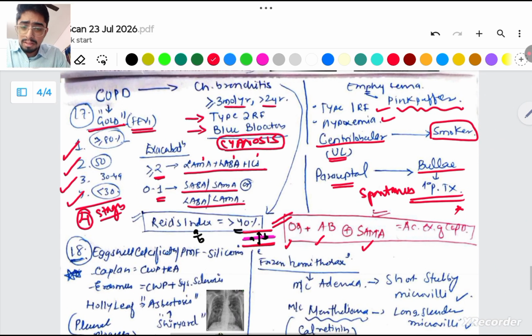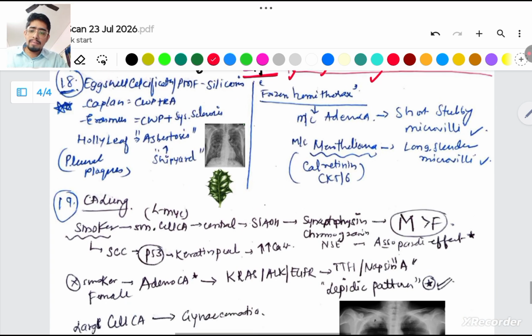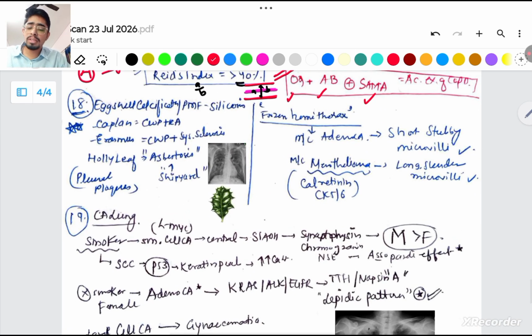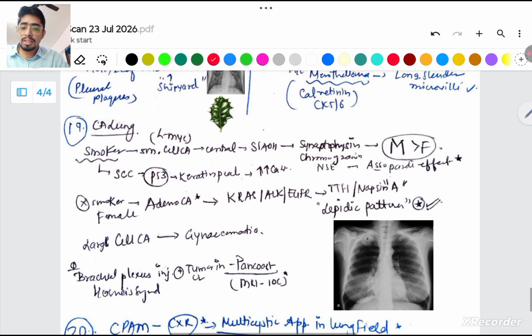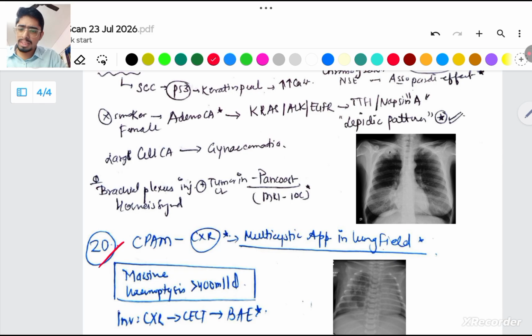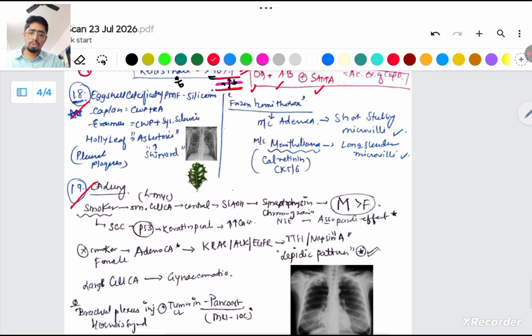Yes, we have done chronic bronchitis, emphysema, and we have also done the definitions along with the GOLD criteria. Done. Now, we are approaching the end of the lecture with only 3 points. So, the 3 most important topics: occupational lung diseases, CA lung, right, and your CPAM. Most of the questions would be on these 2 topics, which are your occupational lung diseases and your malignancy of lung.